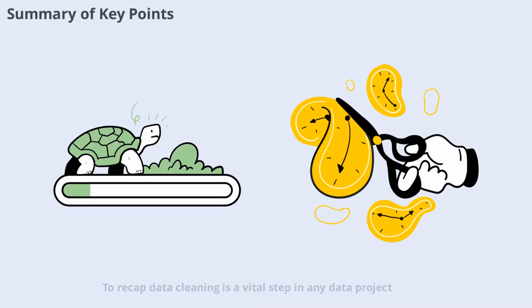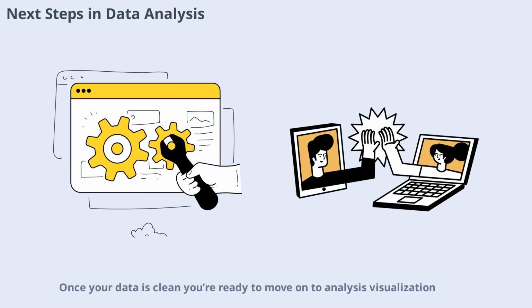To recap, data cleaning is a vital step in any data project. It involves inspecting, correcting, standardizing, and validating data to ensure accuracy and consistency. Using the right tools and following best practices helps you overcome challenges and produce high-quality data for analysis. Once your data is clean, you're ready to move on to analysis, visualization, or modeling. Clean data provides a solid foundation for all these tasks, ensuring that your results are reliable and actionable.